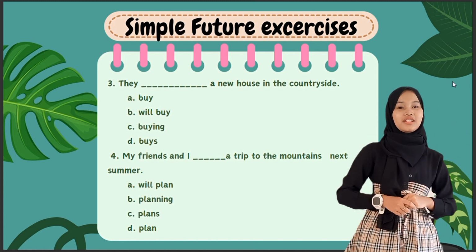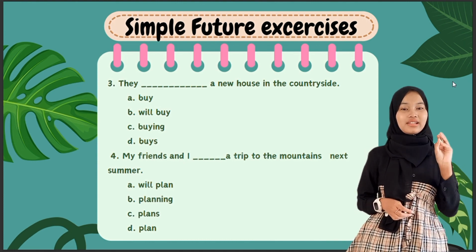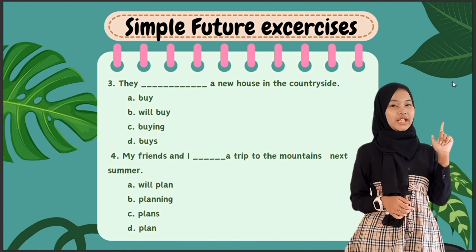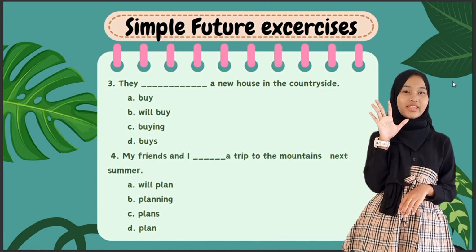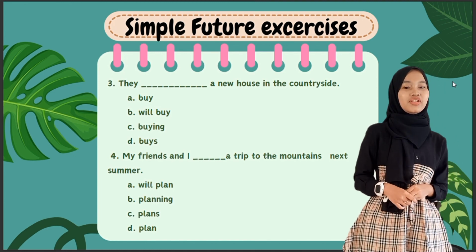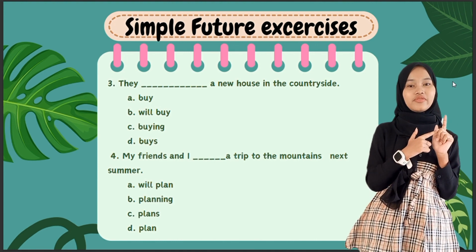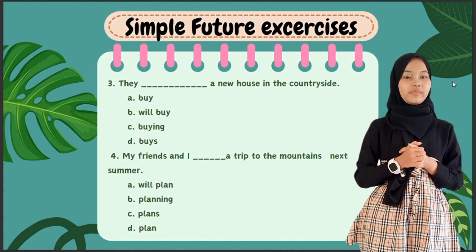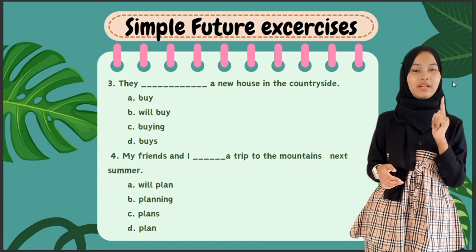Okay, number 4. My friends and I blah blah blah a trip to the mountains like summers. A will plan, B planning, C plans, and D plan. The correct answer is A, will plan. Why? Because to express an action to occur in the future, we use will followed by the base form of the verb. So the correct answer is will plan.